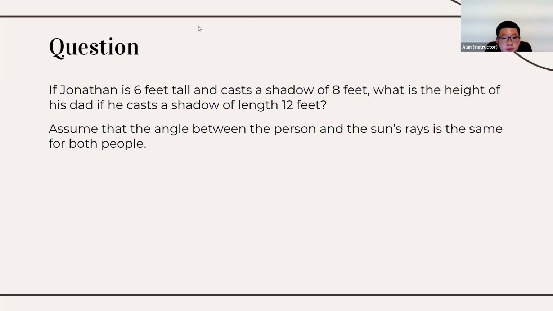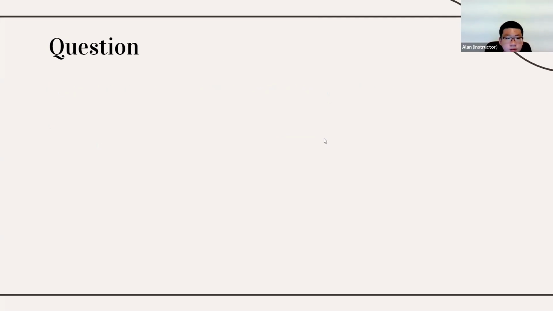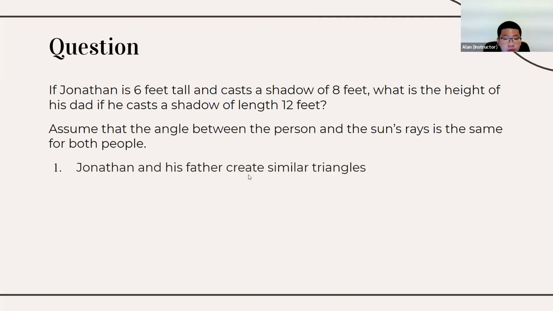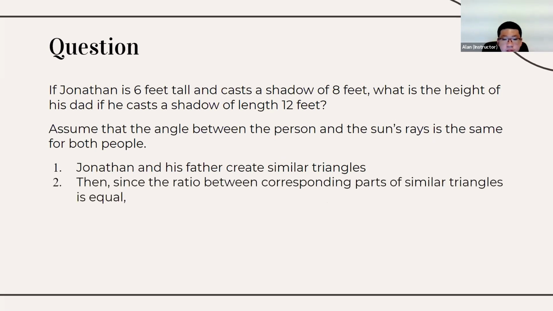Alright, now I'm going to go over the answer. So, you can see that they're going to create similar triangles. If you envision it, Jonathan and his father are both going to be legs of a right triangle. The shadow is going to be the other leg, because it's along the ground and they're standing perpendicular to the ground, and the hypotenuse, well, that's going to be created by the sun's rays. And then the ratio between corresponding parts of their similar triangles are going to be equal.